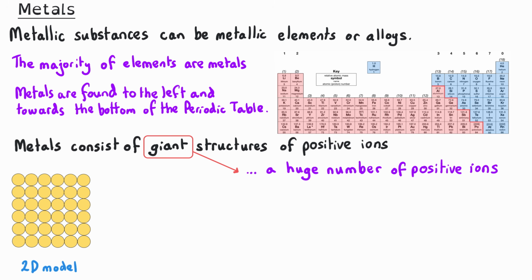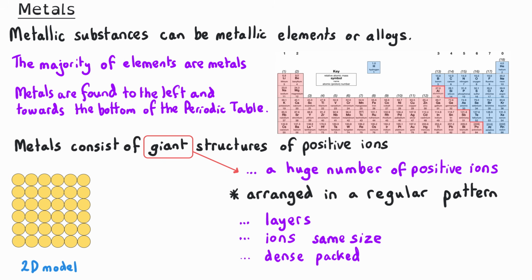And they are arranged in a regular pattern, and you can see that from this 2-dimensional diagram that I'm showing here. There are clear layers, or you might call them rows. There is a lot of symmetry here. The atoms are all shown as being the same size with good consistent circles, and the atoms are densely packed together. In other words, they are very close together. And these aspects of the structure influence the properties of metals, allowing them to be bent and shaped easily.